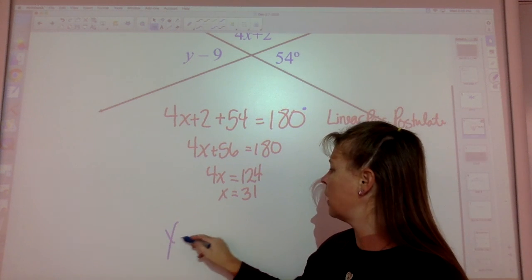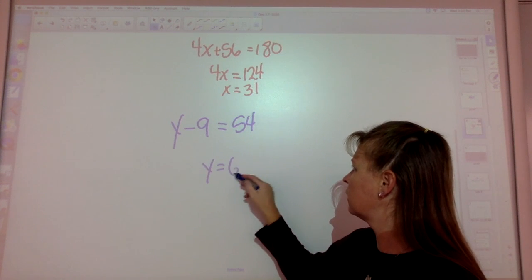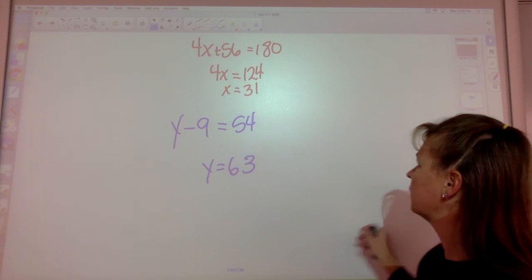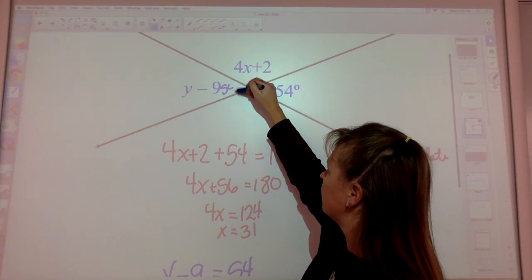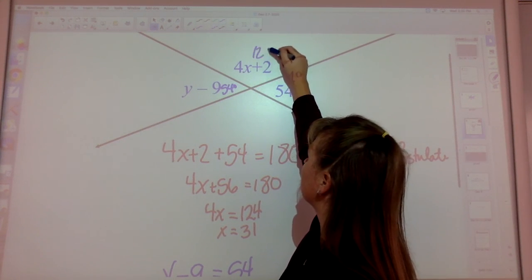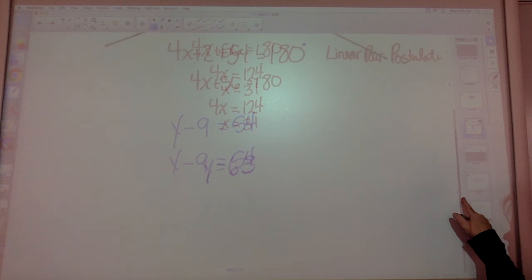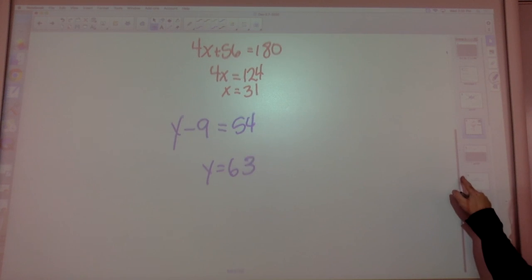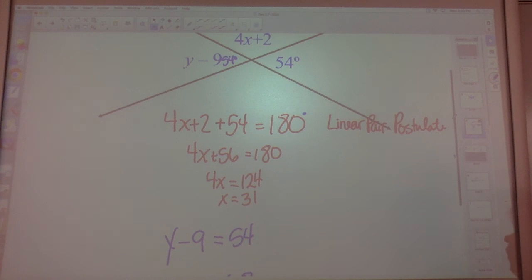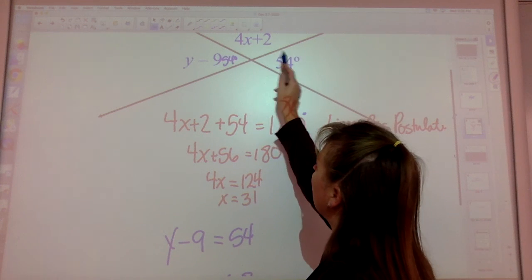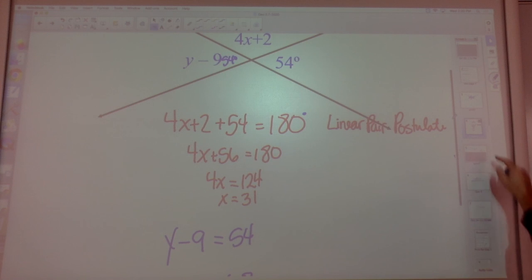So we can take y minus 9 equals 54, add 9 to both sides, and find out that y is 63. 63 minus 9 is 54 degrees. We have 54 degrees there. We had 126 degrees there, 54 degrees there. Why is y minus 9 equal to 54? Two reasons. You could use the vertical angles congruence theorem, or you could say if two angles are supplementary to the same angle, then those two angles are congruent. Either one would get you to that step.